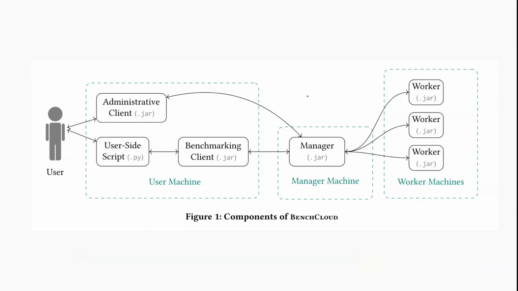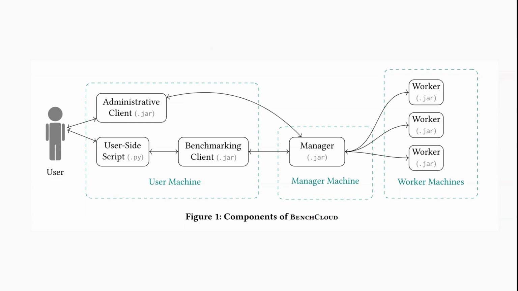In our paper, we present three main components of BenchCloud: clients, manager, and workers. We have two different types of clients: administrative client and benchmarking client. In this video, I will demonstrate the features of both of them.